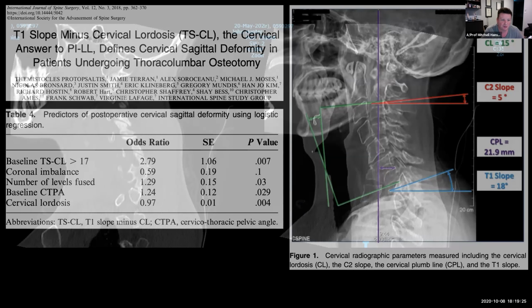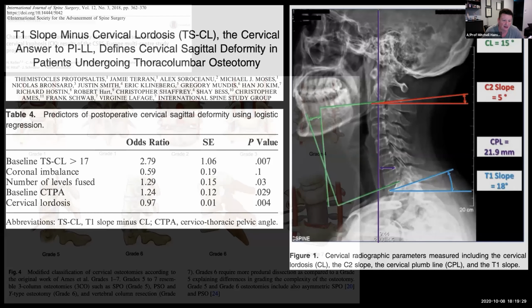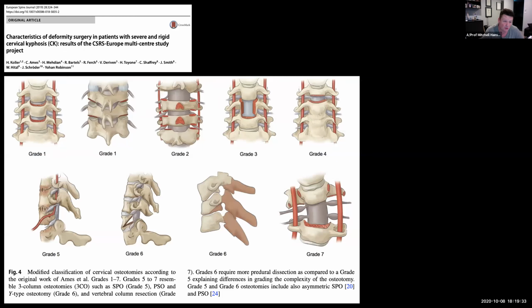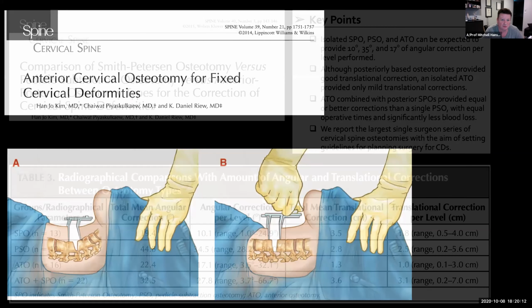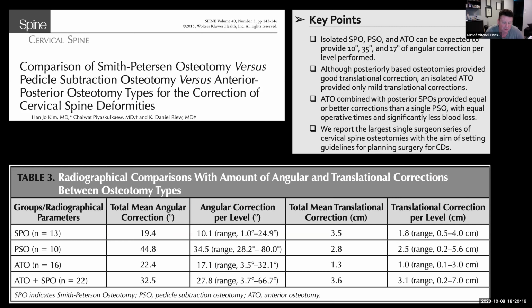There are a number of different approaches that we can take to the spine to try and fix a fixed kyphosis, or a mobile one for that matter. These different osteotomies, both anterior and posterior, were summed up quite well in how to approach the cervical spine. As you can see, there's a number of different options within our armamentarium. They range from an anterior cervical osteotomy to open up the fixed deformity, to different posterior ones, including Smith-Petersen osteotomies, pedicle subtraction osteotomies, and then anterior-posterior osteotomies.